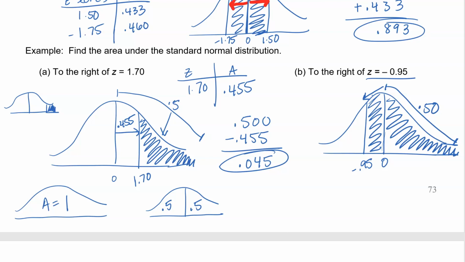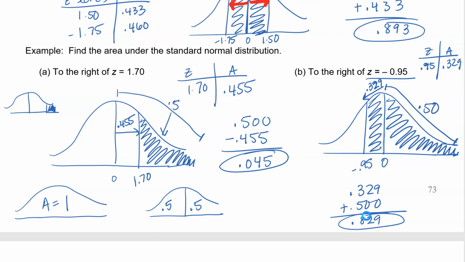And I can by looking that up in the table. So if I look a z-value of 0.95 up in the table, I end up getting an area of 0.329. That's going to be this number. So it's going to be starting at 0, going to negative 0.95. So I'm going to add those two numbers together. So 0.329 plus 0.500, or 0.5, and I end up getting 0.829 for my area.